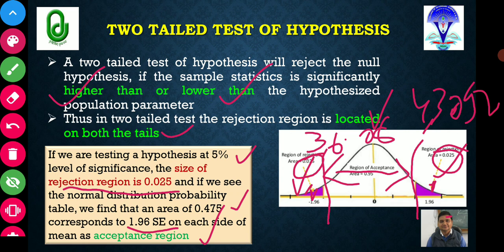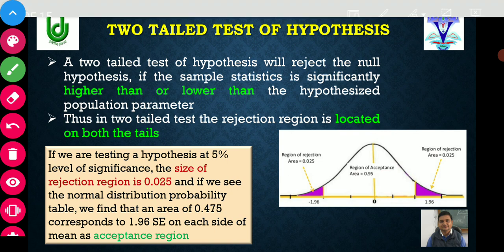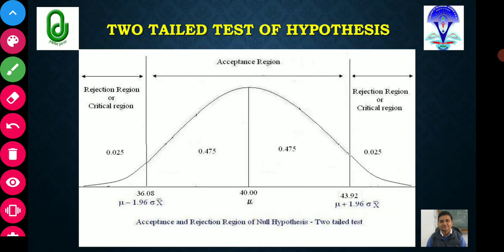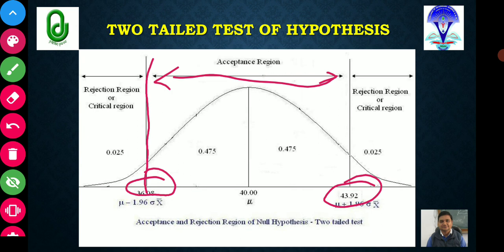Here you can see a better graph. This is the rejection region of our example. 36.08 is the lower limit and 43.92 is the upper limit. This we have already discussed. It is the acceptance region, and this is also called the confidence limit. This is minus 1.96 into standard deviation, and this is plus 1.96 into standard deviation.